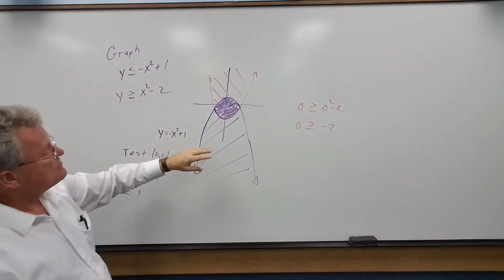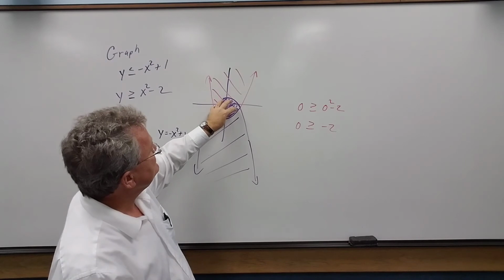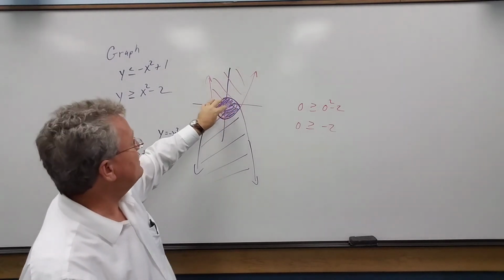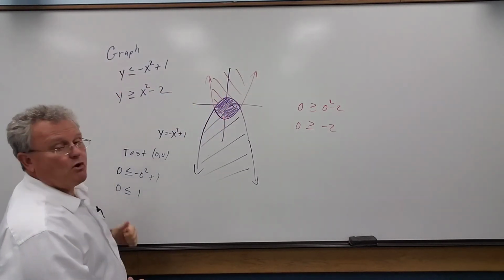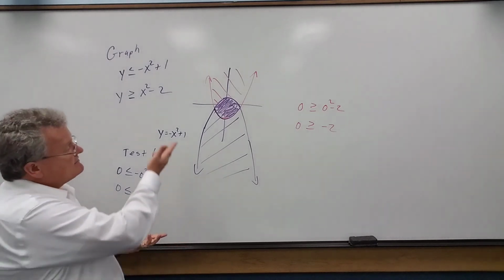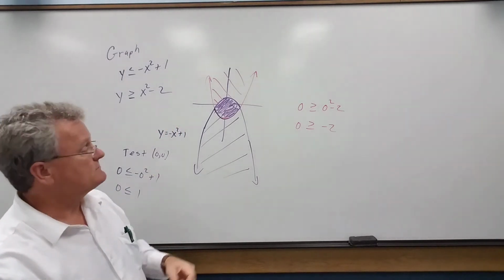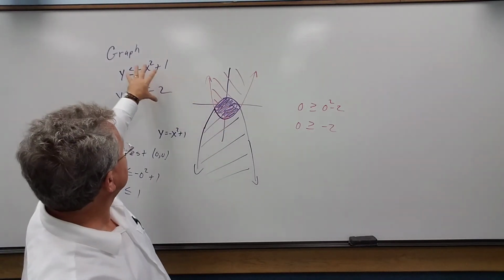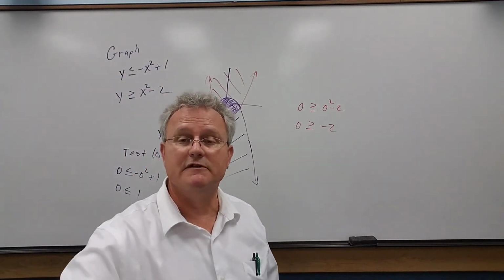So this set of points is the set of points that will work in both inequalities, and that's what we mean by the solution. So that's the solution set to that system of inequalities.